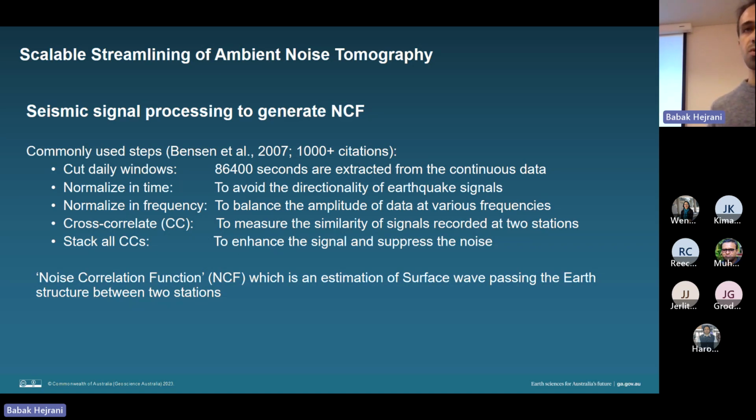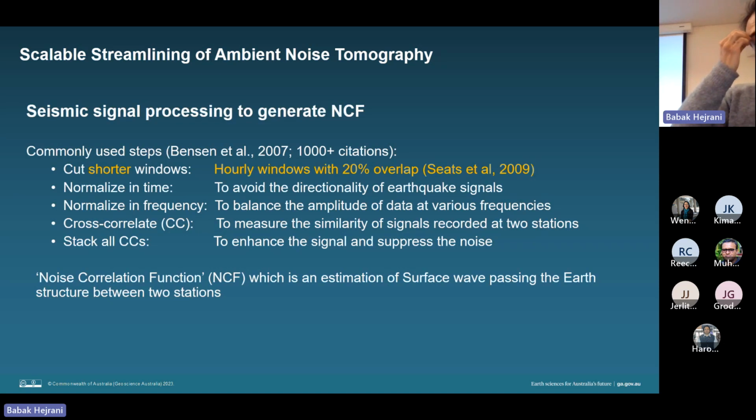The work is supposed to extract information from ambient noise, so you don't want earthquake signals, and that's done by normalizing the data in time. Then you normalize in frequency, because your instruments are not recording all frequencies at the same level. Then you cross-correlate the data between two stations, and you stack, or add, all those cross-correlations up to obtain something called the noise correlation function. I'll try to illustrate how this is done, but this is the outline of what has been practiced by many papers with over 1,000 citations.